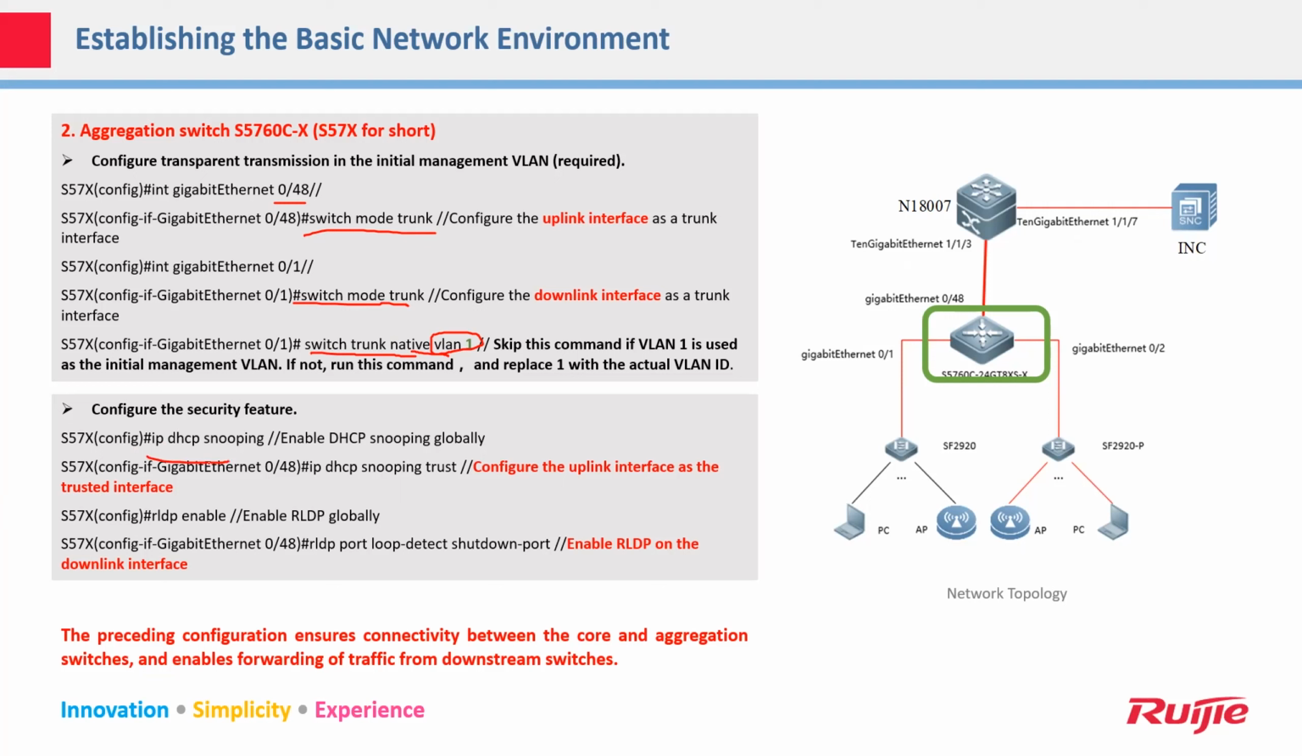Except for DHCP snooping, pay attention here: RLDP enable. We must enable RLDP here, because RLDP is a very important protocol that can be used to prevent loops at the access layer. Enable RLDP, it's very, very important. And the detect operation is shutdown port, which means once we detect a loop at the access layer, we will shut down the port to block the loop.